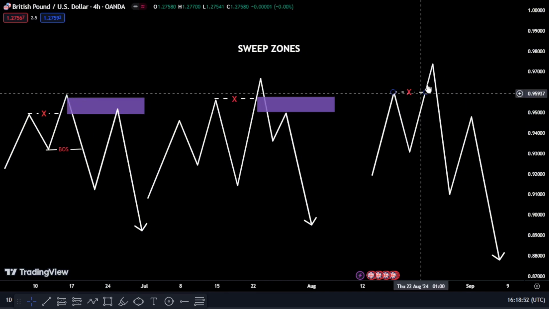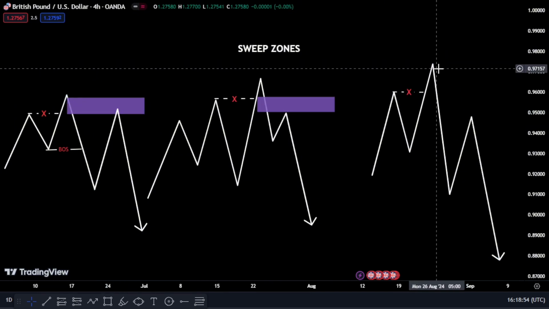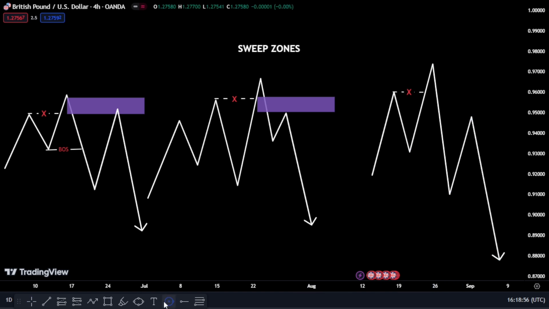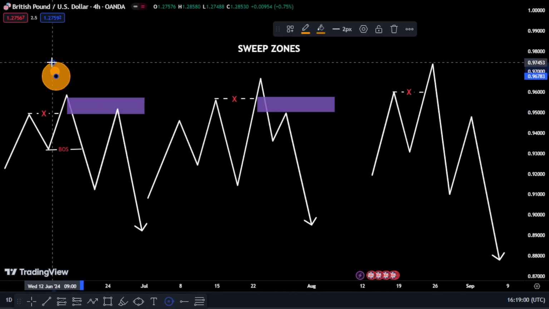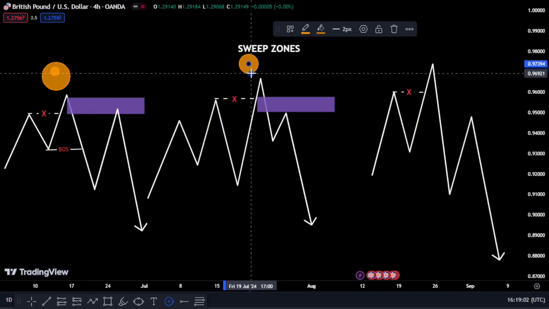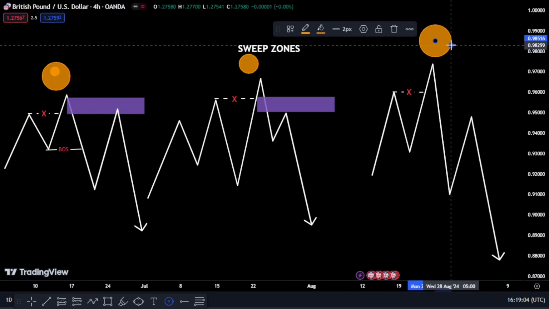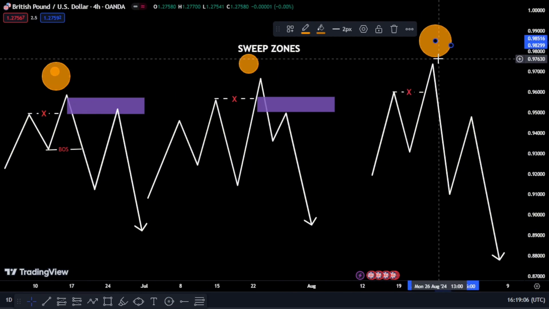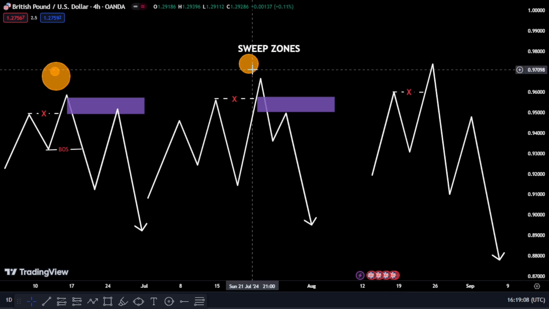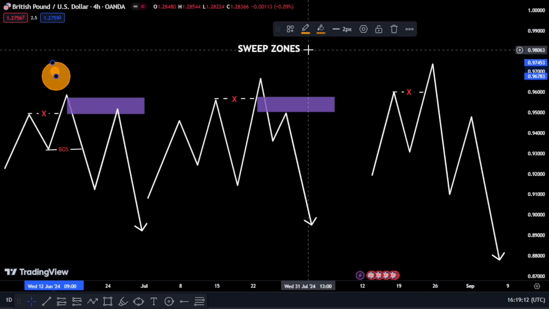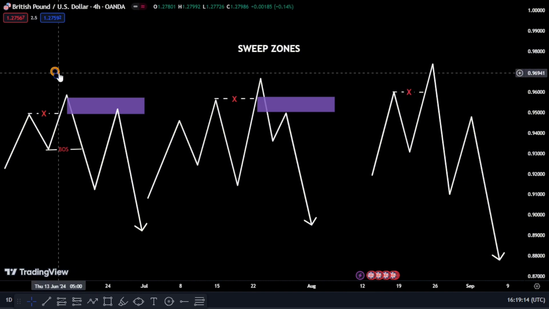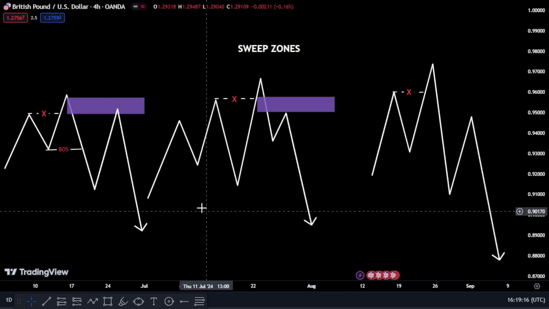This is A++. This is the strongest setup of all. This one is strong. This one is better. And then this is the strongest. This is the highest probability setup. So I'm just going to take my time and explain it all for you guys to understand. Just listen and understand.